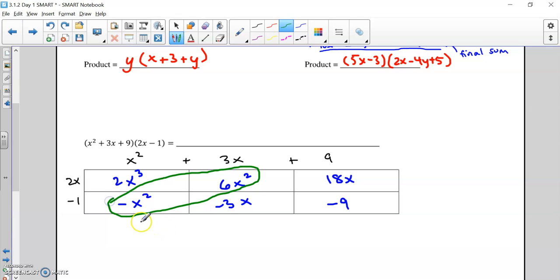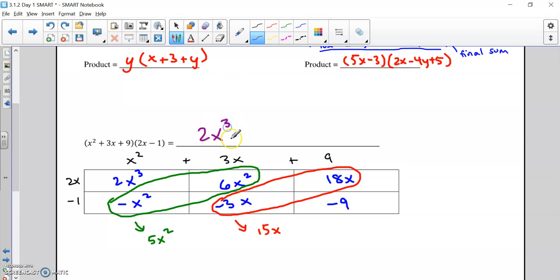So these two can combine to become 5x squared, because -1 and 6 turn into 5. And then these two will be combining to make 15x. Okay, so our final answer is going to be 2x cubed plus 5x squared plus 15x minus 9. Okay, and again, the 5x squared came from these, and then the 15x came from these.